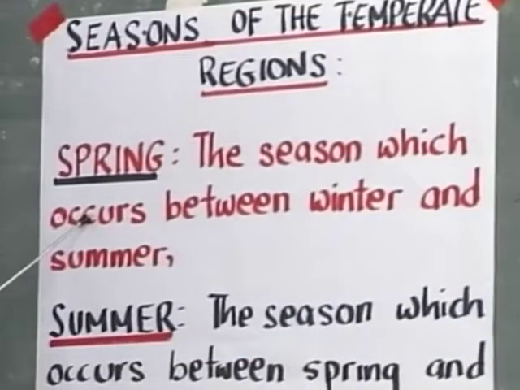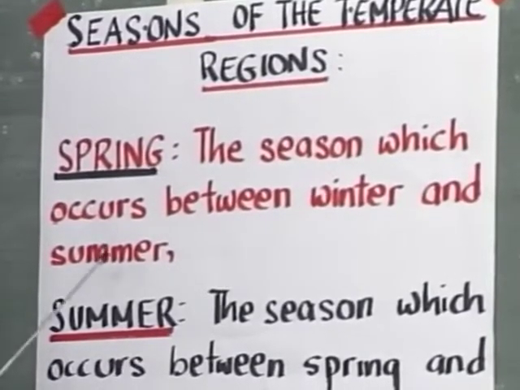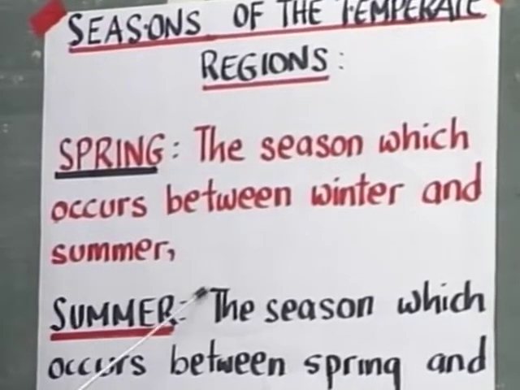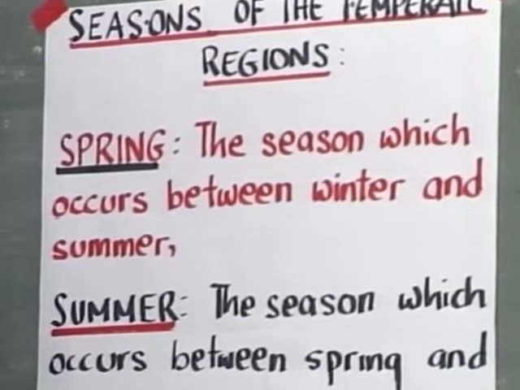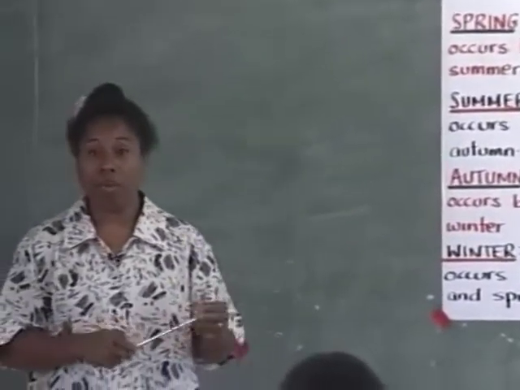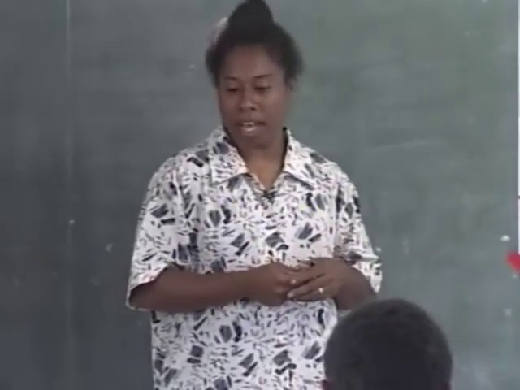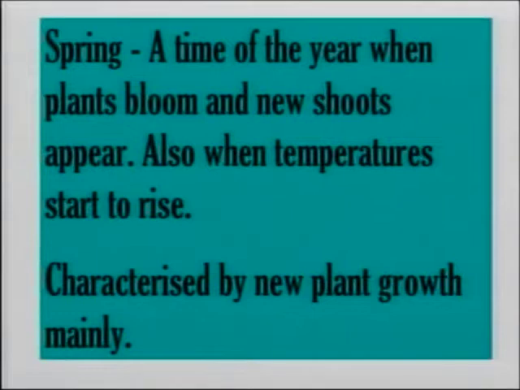Spring. This is the season which occurs between winter and summer. Between winter and summer is that season, spring. We discussed in our last lesson that this is the time of the year when plants start to bloom, new shoots appear. Also, that's the time of the year when the temperatures start to rise. The main characteristic that you were able to pick up from our discussion was mainly new plant growth.